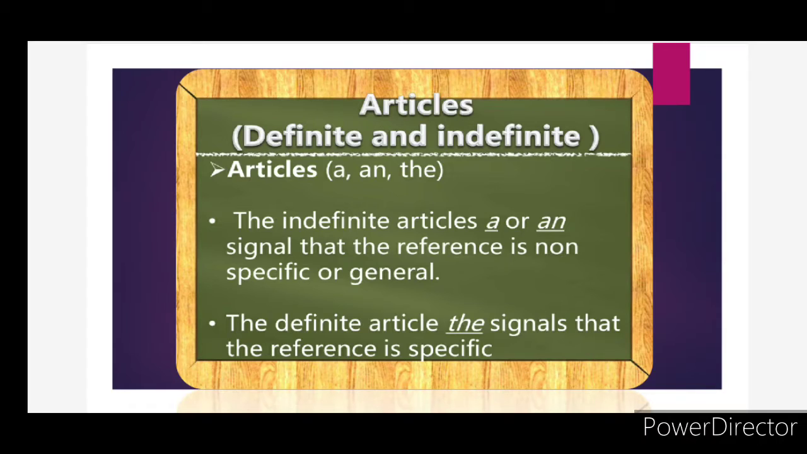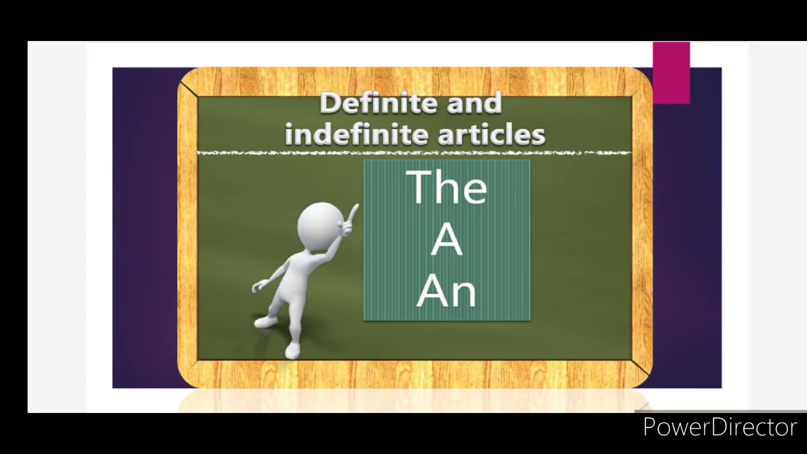Now let's discuss articles. It includes definite and indefinite articles. A, an, and the are examples of articles. The indefinite articles a or an signal that the reference is non-specific or general. The definite article the signals that the reference is specific. So the, a, and an are examples of articles, definite and indefinite articles.